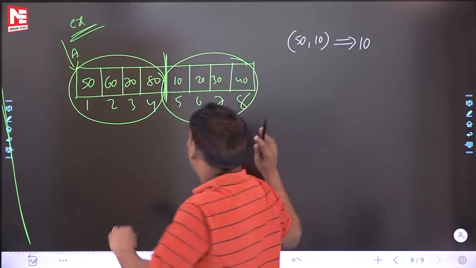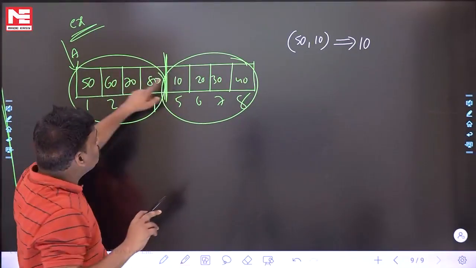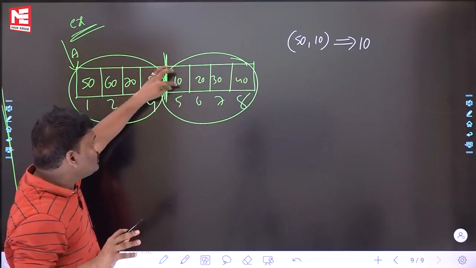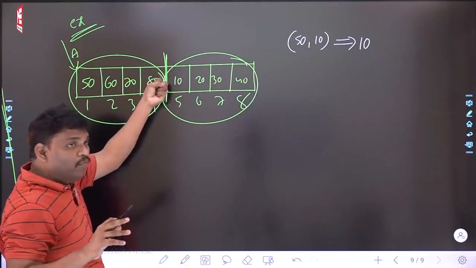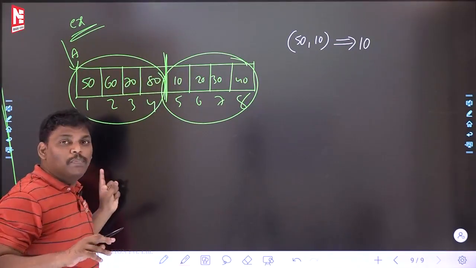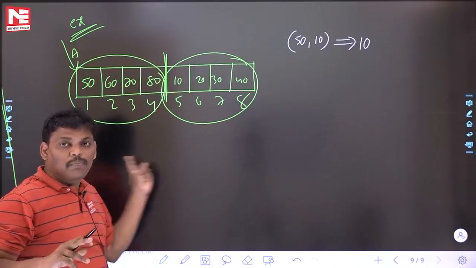10 is the winner. Now, can you help me with one small line? Winner is 10. Listen everyone. So I will take that 10. Whoever is the winner, I will keep in another array.